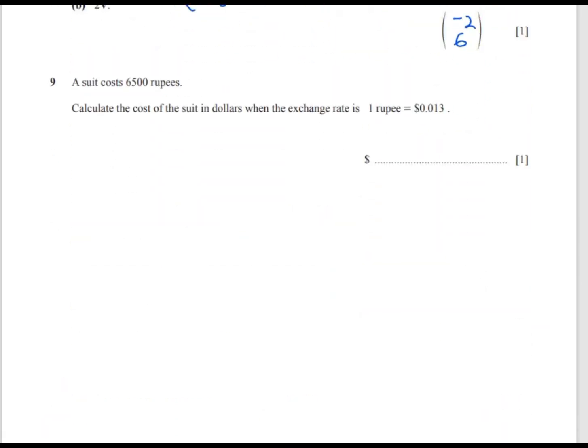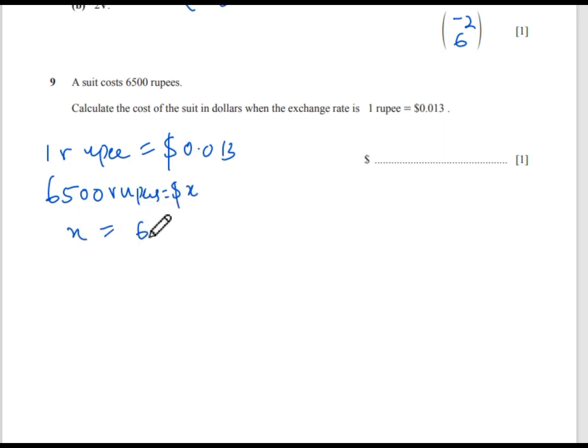Look at this. It says a suit costs 6,500 rupees. Calculate the cost of the suit in dollars when the exchange rate is 1 rupee equals $0.013. Now if 1 rupee equals $0.013, then 6,500 rupees, let's call it X dollars. So X dollars is equal to 6,500 multiplied by 0.013.